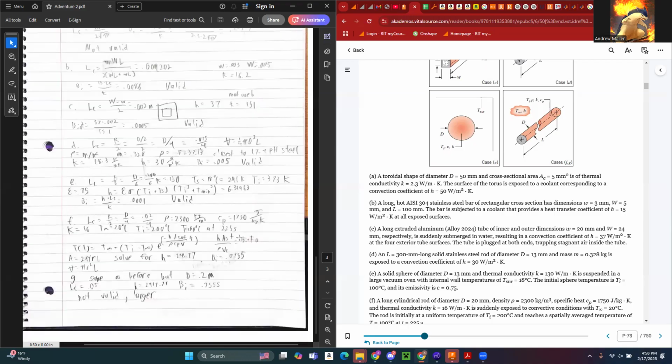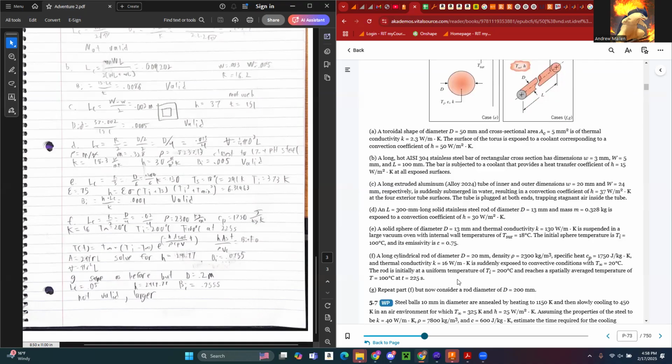Now, the final condition, or the final case, is for both case F and G. It describes a long cylindrical rod of diameter 20 millimeters, a density of 2,300 kilograms per meter cubed, a specific heat of 1750 joules per kilogram Kelvin, and a thermal conductivity of 16, suddenly exposed to convection conditions with T infinity equal to 20 degrees C. The rod is initially at a uniform temperature, T equals 200, and after 225 seconds, it reaches a spatially averaged temperature of 100 degrees Celsius.